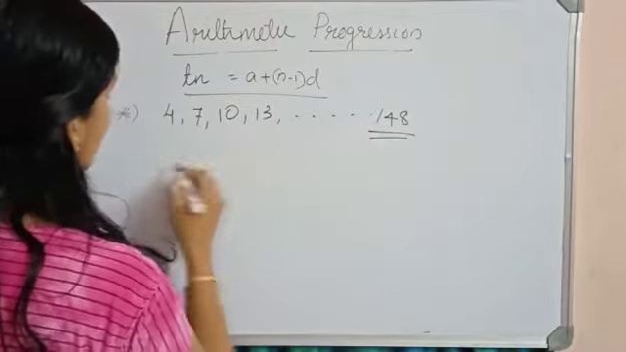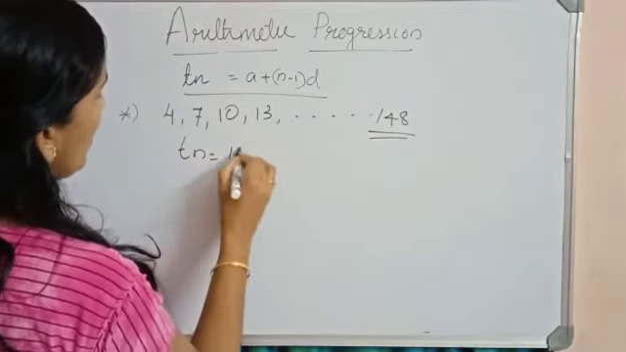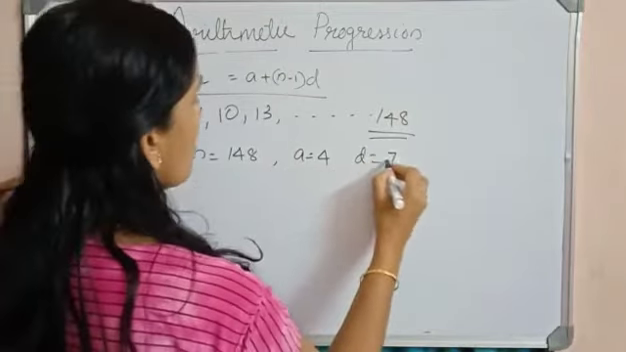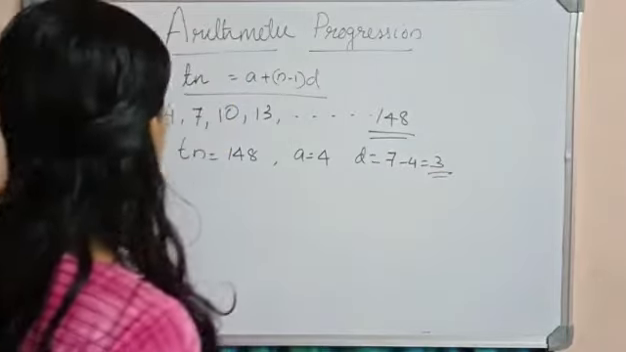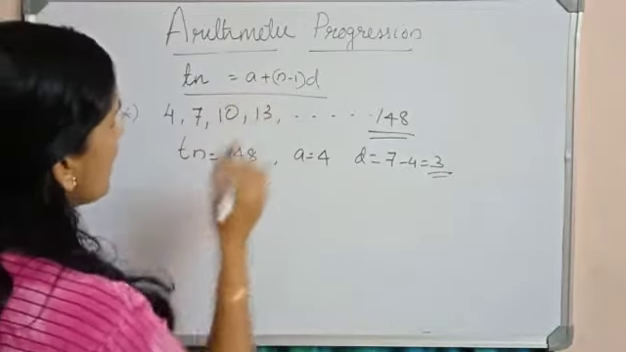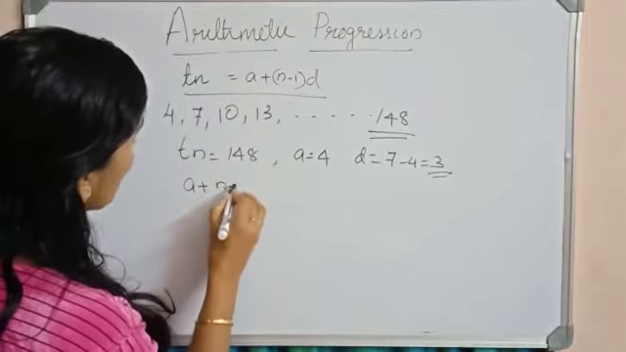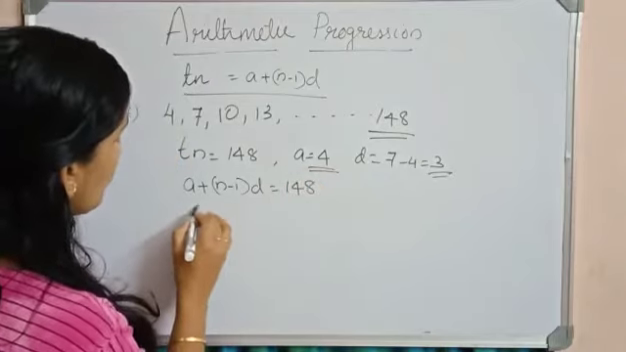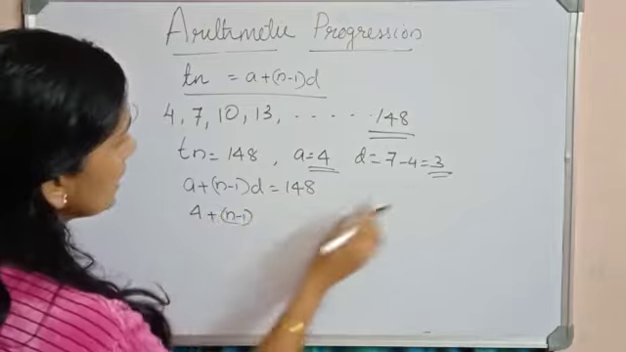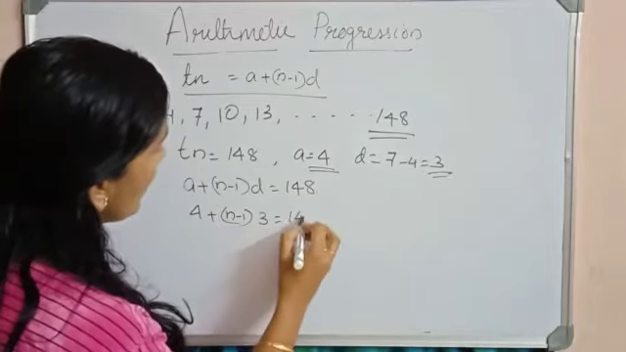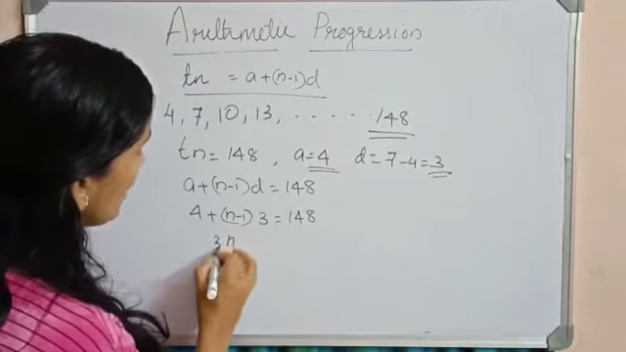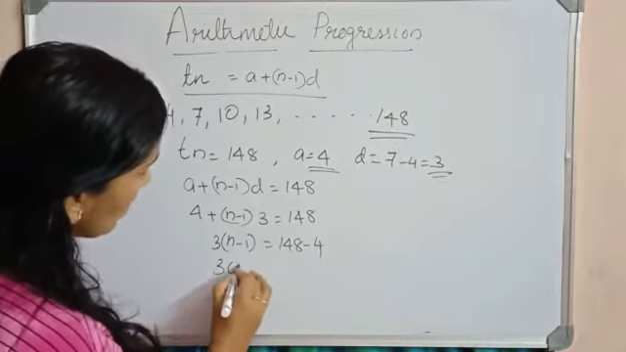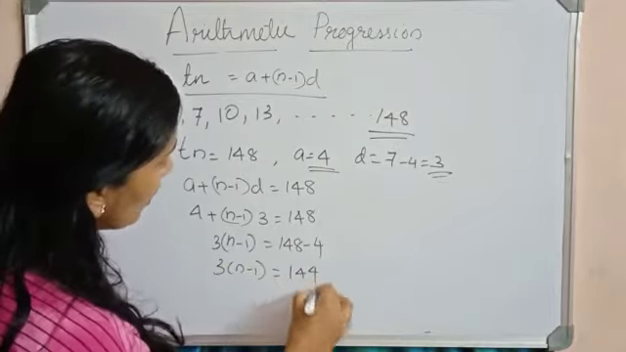Consider this as the nth term. So Tn is equal to 148. A is equal to 4 and D is equal to 7 minus 4, that is equal to 3. Tn is A plus (n minus 1) into D. So A plus (n minus 1) into D is equal to 148. A is 4. Substitute: 4 plus (n minus 1) into 3 is equal to 148. 3 into (n minus 1) is equal to 148 minus 4. 3 into (n minus 1) is equal to 144.